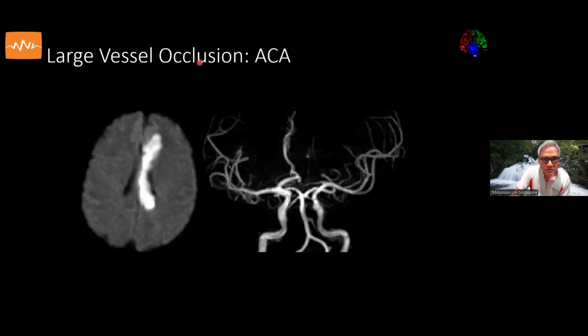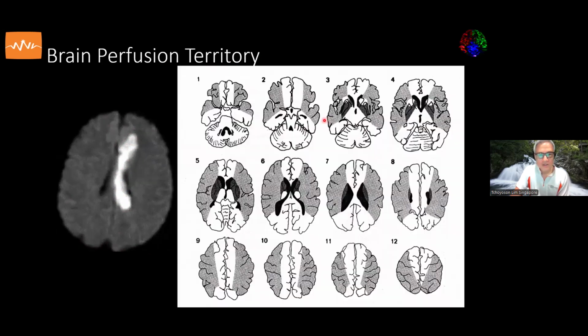Here is a patient who has a large vessel occlusion of the anterior cerebral artery on the left side, causing an ischemic high signal intensity on DWI in the area we associate with the territory that's supplied by the ACA. So in large vessel occlusion, we expect to see the vascular territory of the affected artery being positive.